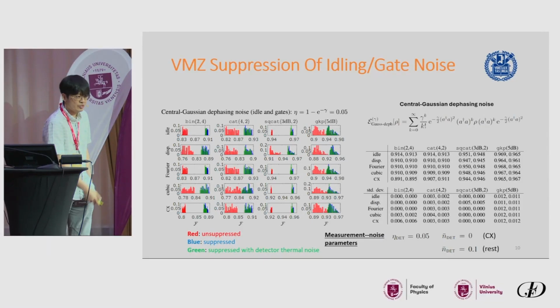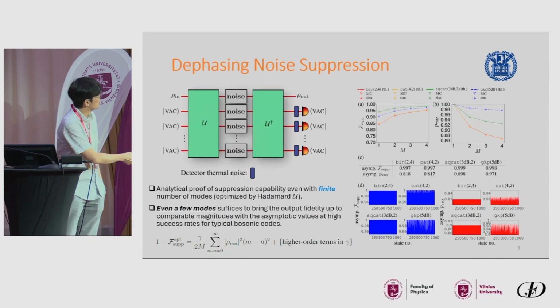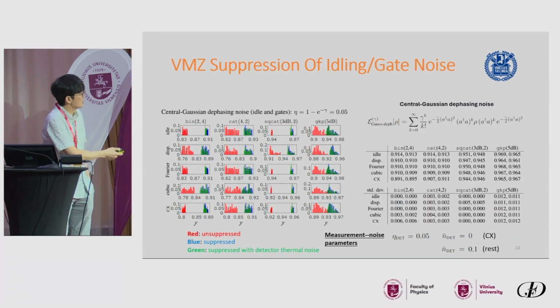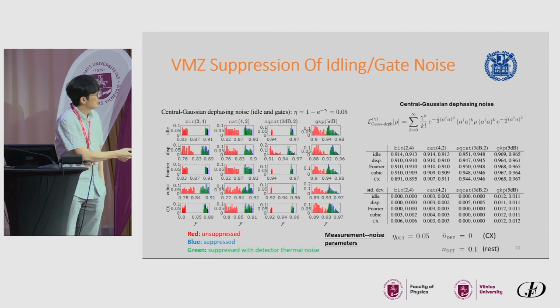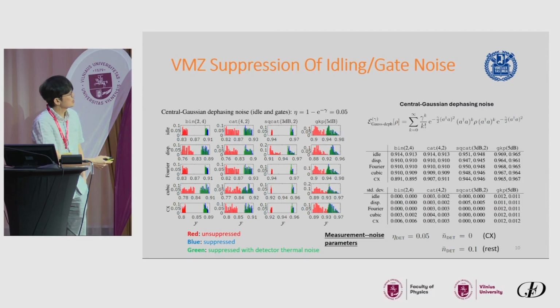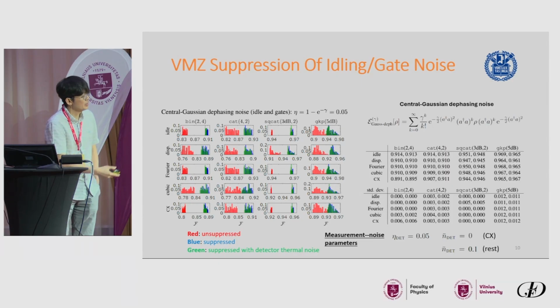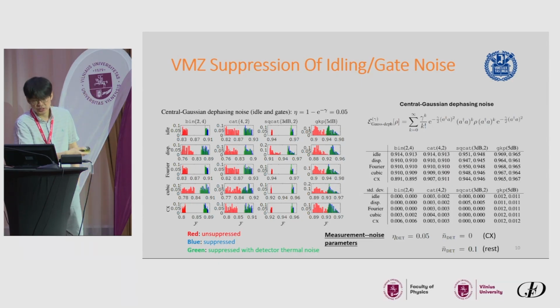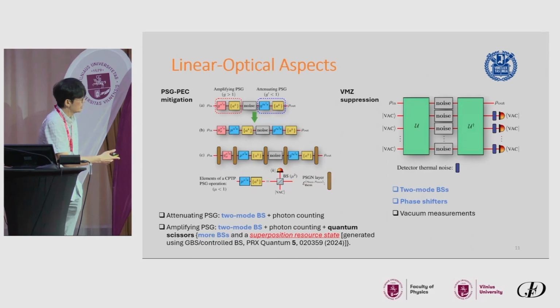I forgot to mention what VMZ is. It's vacuum-based Mach-Zehnder scheme, because that's essentially what this is. So this is, again, the same graphs that you will see. It's a bit small, and these are the success rates. As you can see, it's pretty high. So we also consider measurement errors, by the way. The details can be found in the paper.